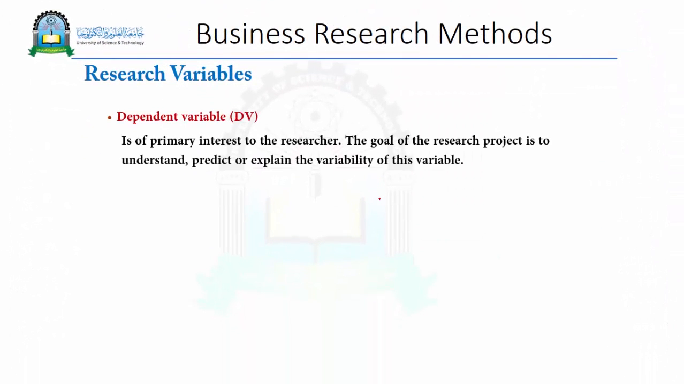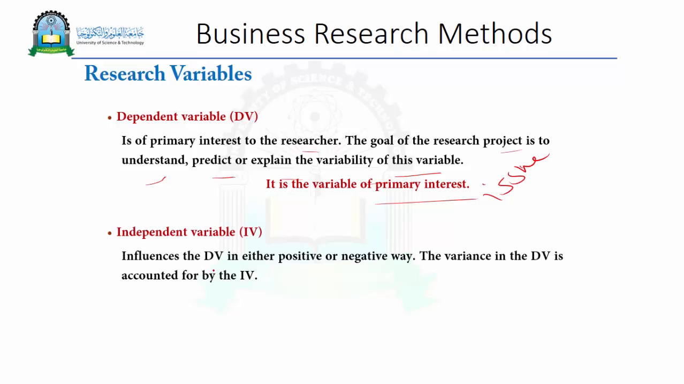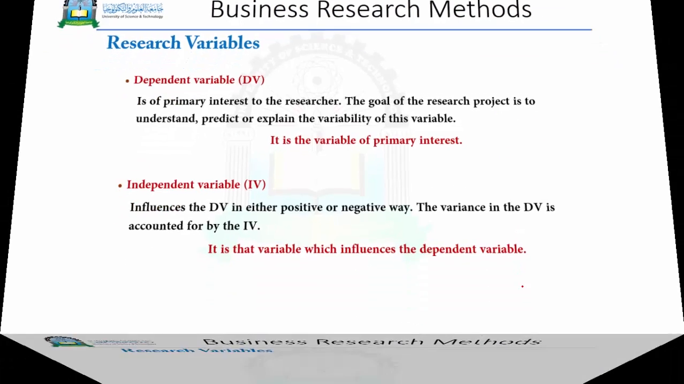So the dependent variable is of primary interest to the researcher. The goal of the research project is to understand, predict, and explain the variability of this variable. So it is the variable of primary interest, which we call the issue, the main issue. The second is the IV, which influences the DV in either a positive or negative way. The variance in the DV is accounted for by the IV. So it is the variable which influences the dependent variable.